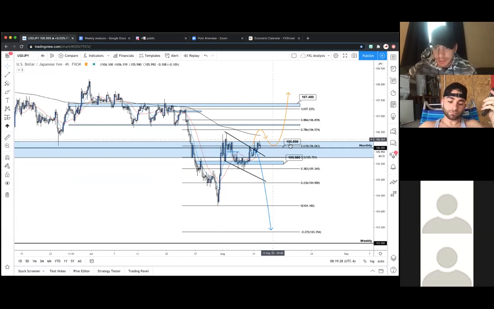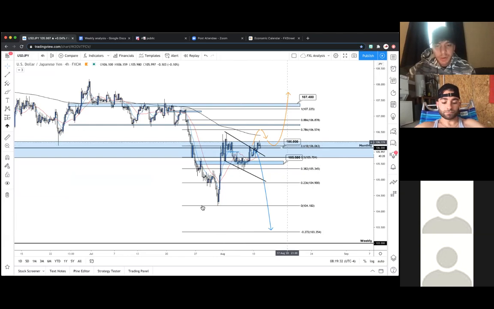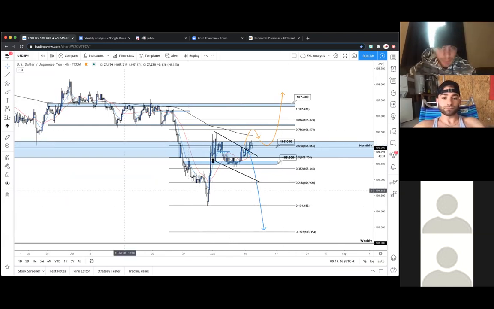We're at a nice psychological level. 200 EMA is right there. 61.8 fib level is right here. This is pretty much everything you want to see on a break and retest type of setup. I mean, we are consolidating quite a bit.